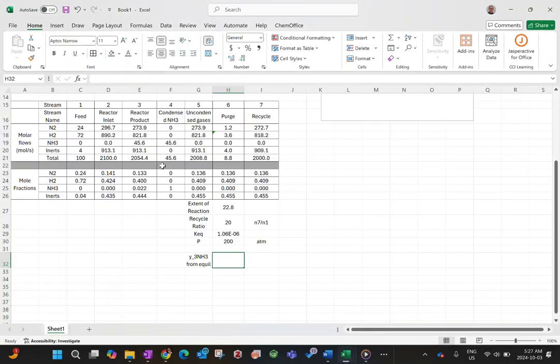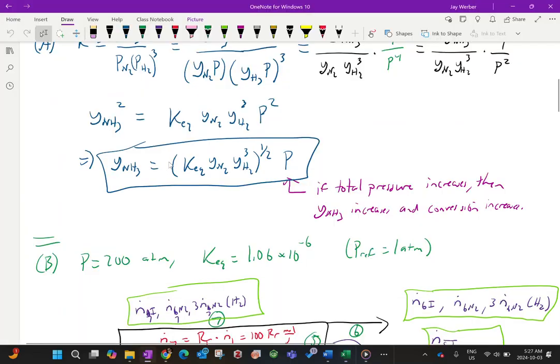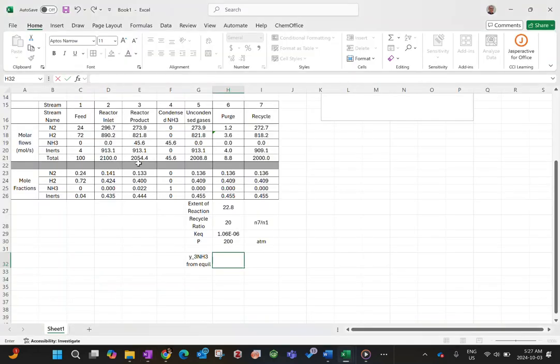So we have it as equal to, let me just, how am I going to do this? Okay, I'm going to write it out over here. So YNH3 is equal to K, this is KEQ, times YN2 times YH2 cubed, and then all of that is to the 1/2 power, and then times the pressure.